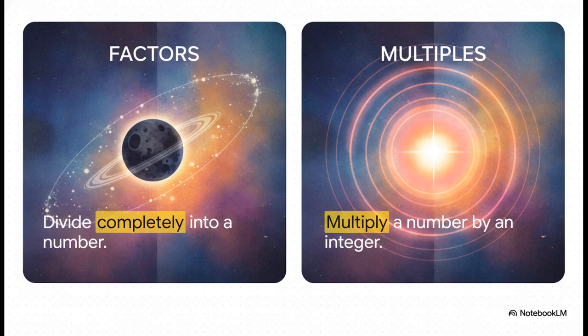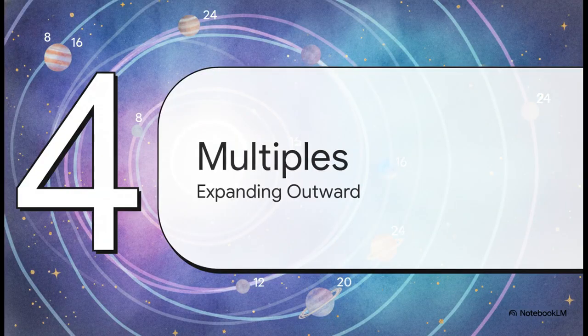Factors divide completely into a number. That's the inward pull we just studied. Multiples, on the other hand, are the result of multiplying a number by an integer. That is outward expansion. Factors shrink down, multiples build up. Section 4, expanding outward with multiples. Let's see how this builds our next crucial concept, framing multiples as infinite, expanding orbital paths.